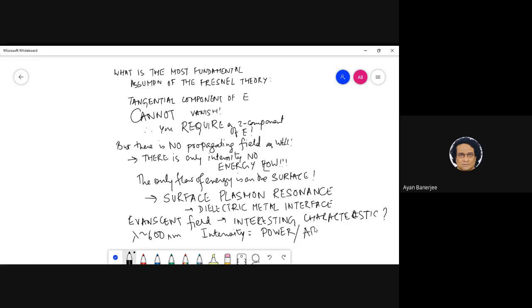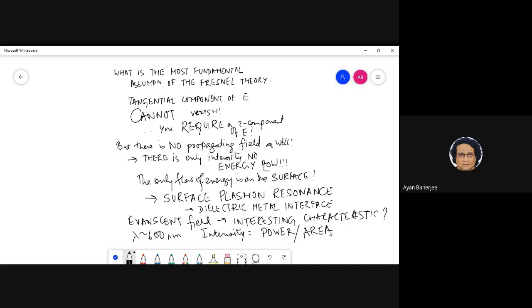Please don't forget this. Power by area. You probably learned this in class 10. And you guys, just because you have learned photons, the only way you understand intensity is the number of photons. So many times I've told you that is not the experimentalist way of understanding what the intensity of a light beam is. We'll never get that. So now do you understand what this means?